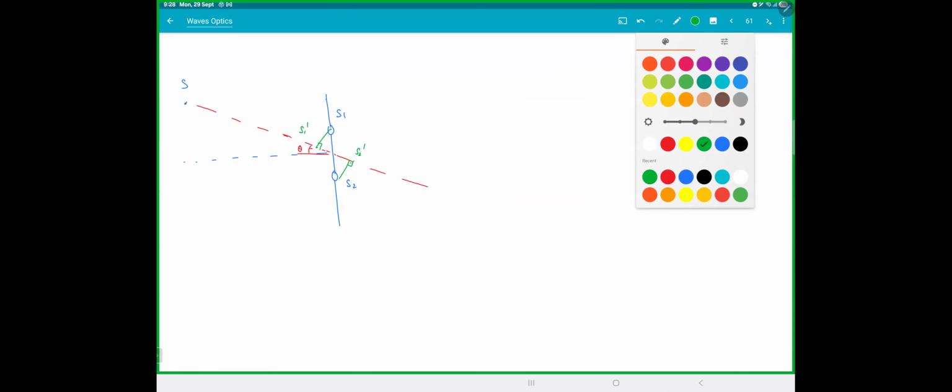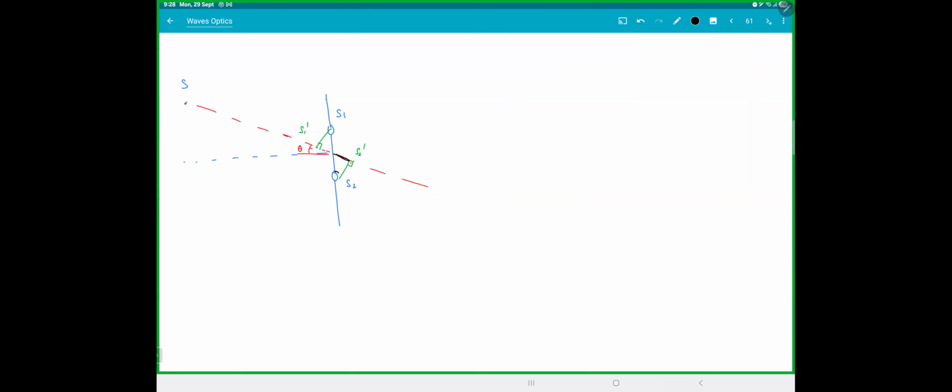We'll extend the line. This angle is theta. We will drop a perpendicular. We will say this is S1 dash, and this is S2 dash. This angle will be theta, and this will be d by 2 sine theta. Same story.